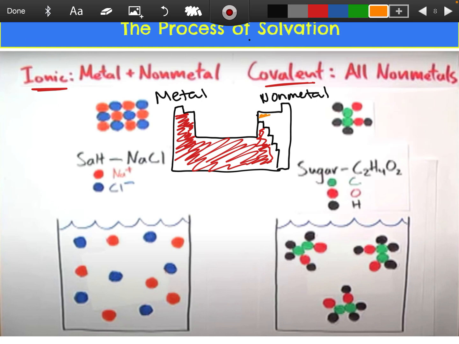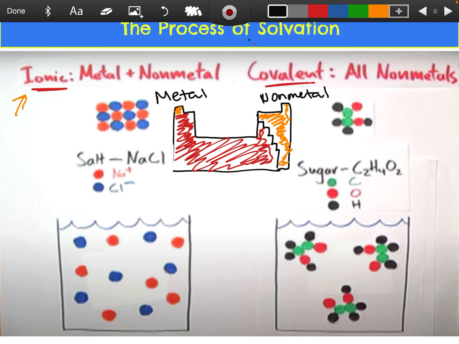And then the nonmetals are going to be everything to the right of that zigzag line and hydrogen. So if you have a metal and a nonmetal combination, that is going to be ionic. So Na is a metal, Cl is a nonmetal, so that combination would be an ionic substance. And then covalent is two or more nonmetals, so C2H4O2, carbon, hydrogen, and oxygen are all nonmetals, so that would be covalent.